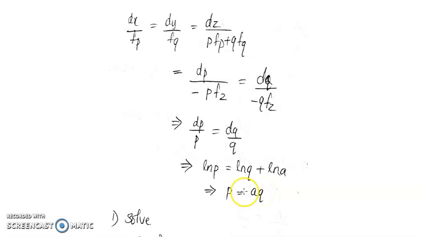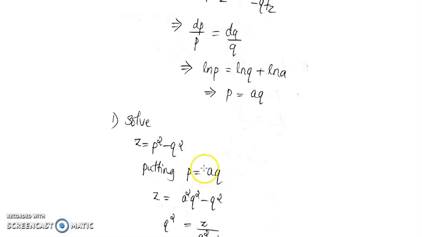Then substitute: you can write p in terms of aq. So using this equation you can obtain the values of p and q.